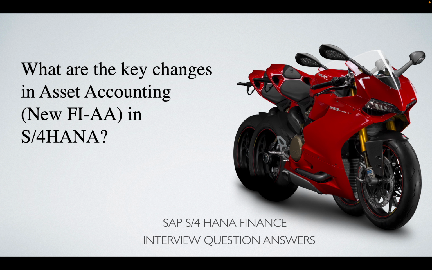Now the next question would be, what are the key changes in asset accounting, the new FIAA, in S/4HANA? The answer could be something like this. New asset accounting in S/4HANA is a significant redesign aimed at simplifying processes and integrating tightly with the Universal Journal. Then we have real-time postings: depreciation postings and asset transactions are updated in real time in the Universal Journal, ACDOCA. There is no longer a separate periodic batch job for depreciation postings.